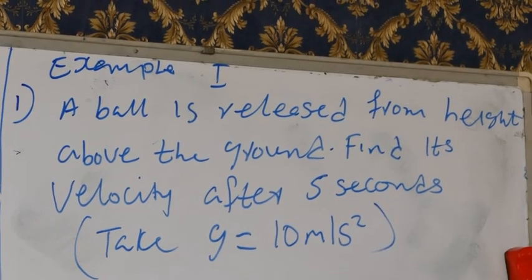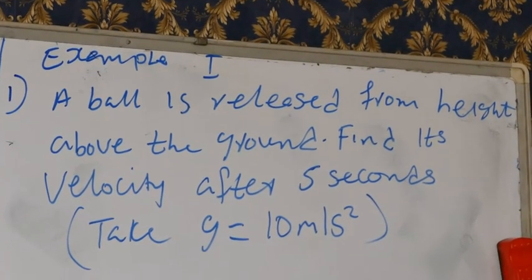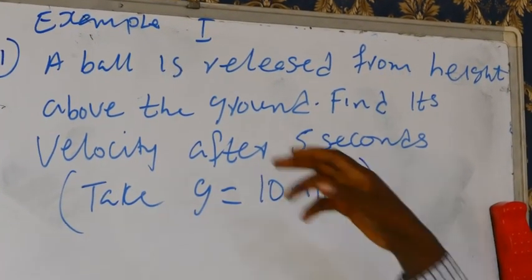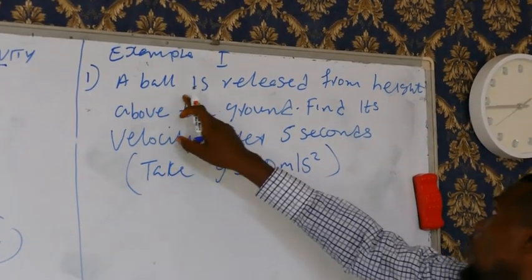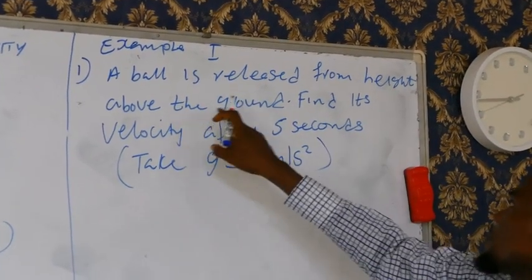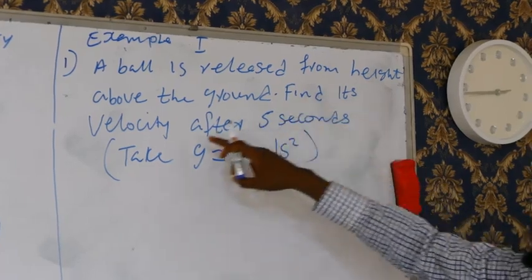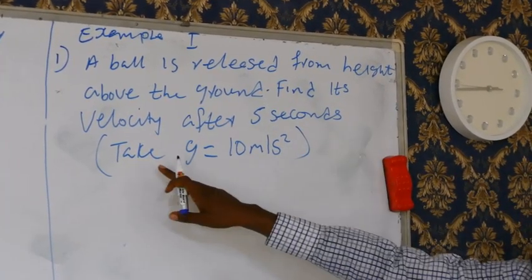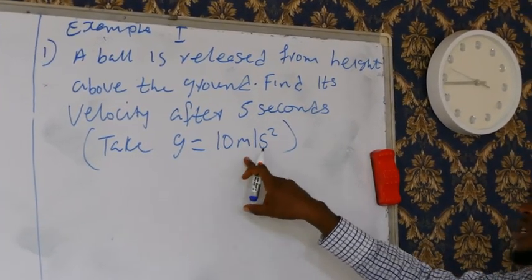Let's take a simple example. Remember, we go from simple to complex. This question says, a ball is released from height above the ground. Find its velocity after 5 seconds. Take g to be 10 meters per second.